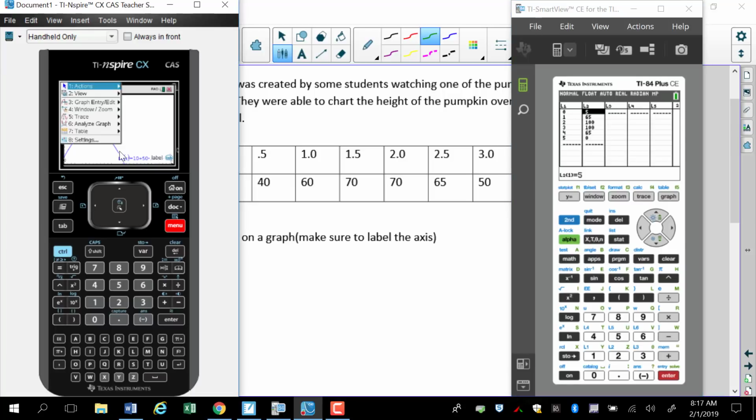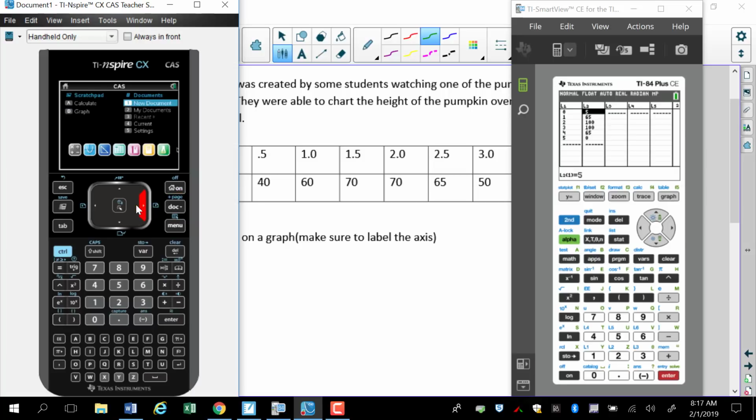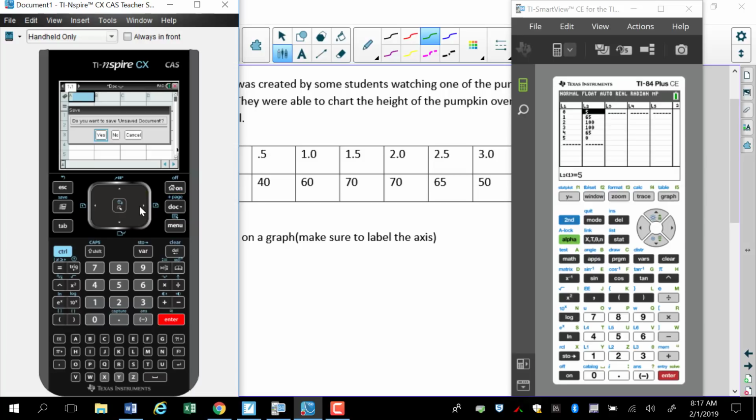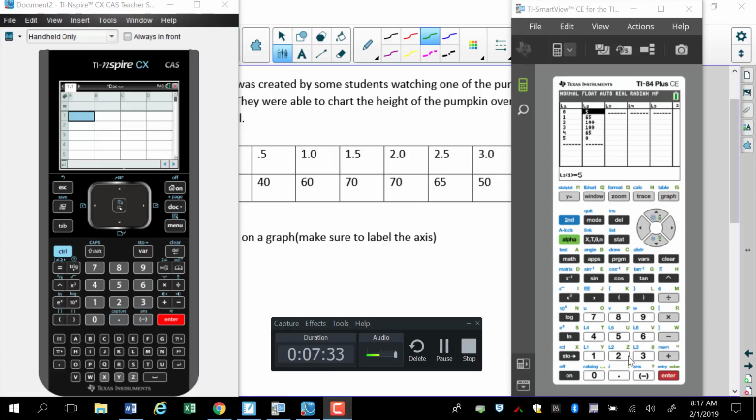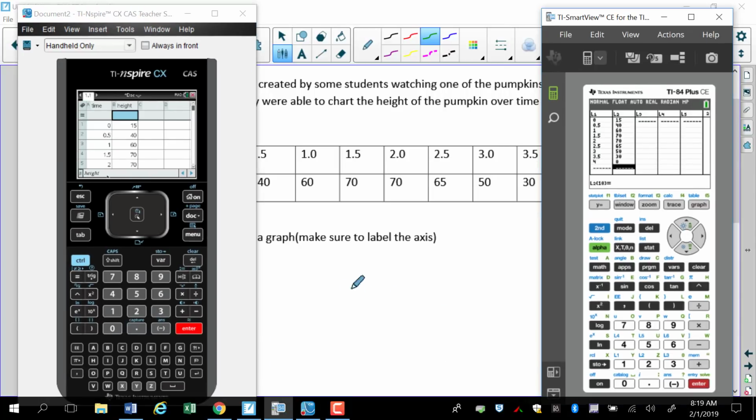If you need to do it on the Inspire, what you're going to do is hit the document key, or you can go to your home screen and create a new document. And we're going to create a list and spreadsheet and put these values in. So pause the video and put these values in.